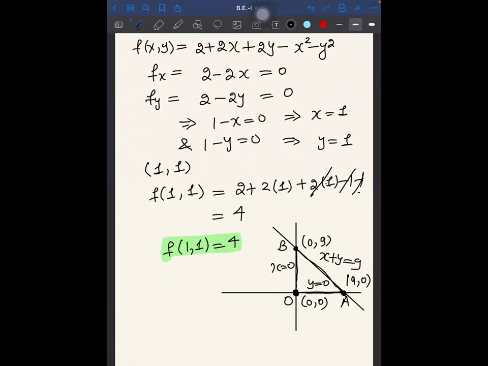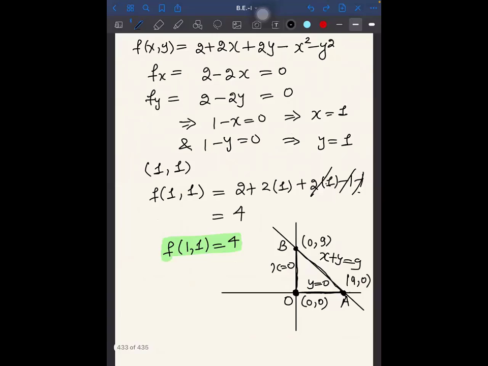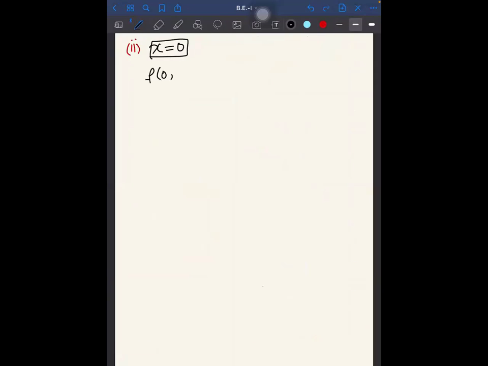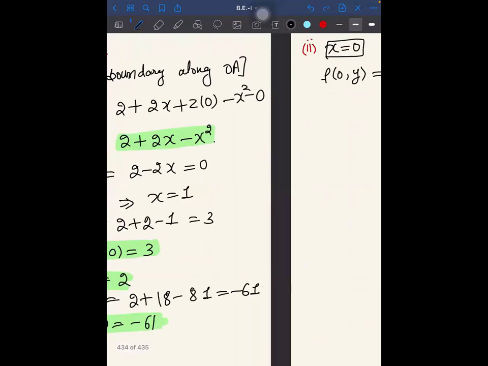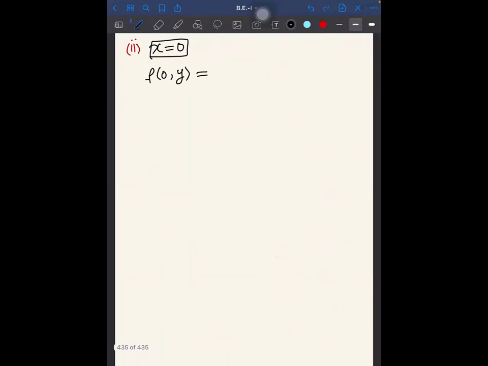So in the second boundary, x is equal to 0. So I'll put x equal to 0 in this function, more precisely in this function where we have already put y equal to 0. So put x equal to 0 over here. It becomes f(0, y). If you put x as 0, that means 2 plus 2y minus y square. Is it okay?